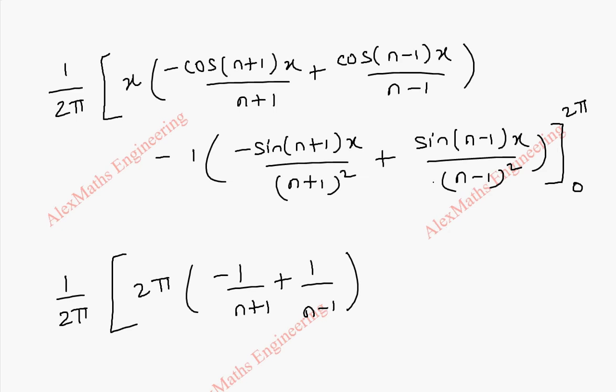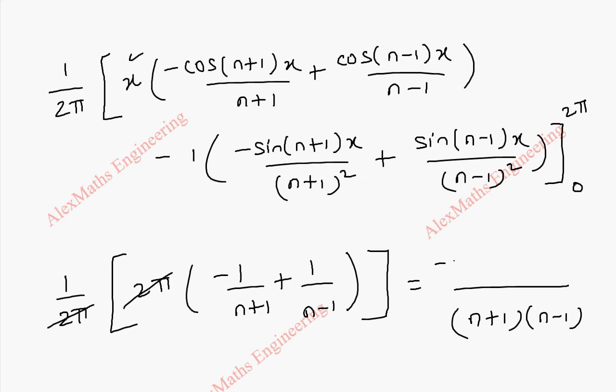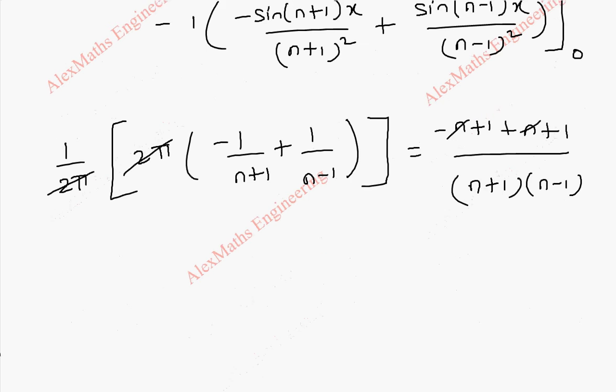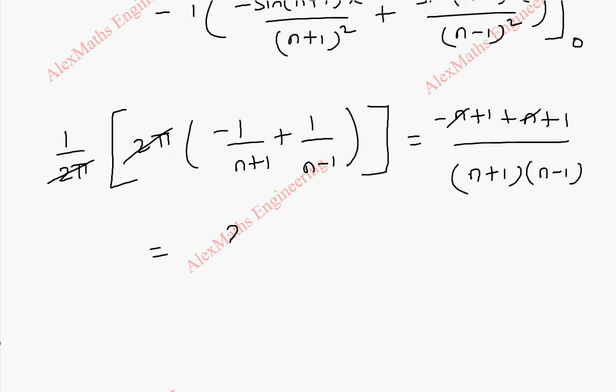Coming to the lower limit, since this has x, everything is 0, and these are sine terms, so everything is 0. So we are left with only this much, and we can cancel this. Now we take LCM, which is n plus 1 into n minus 1. So this is minus n plus 1 plus n plus 1. So it is possible to cancel this. So finally we are left with 2 by n square minus 1.